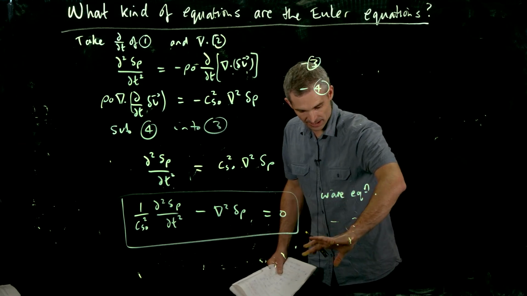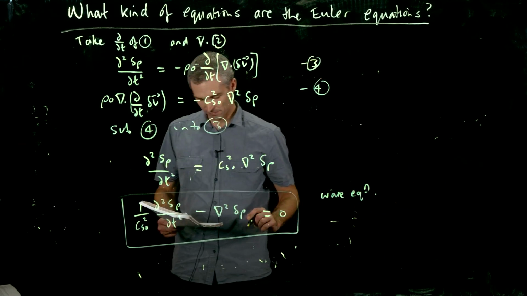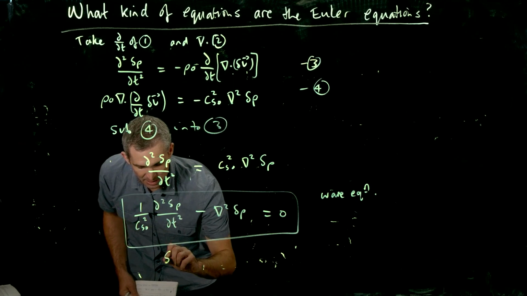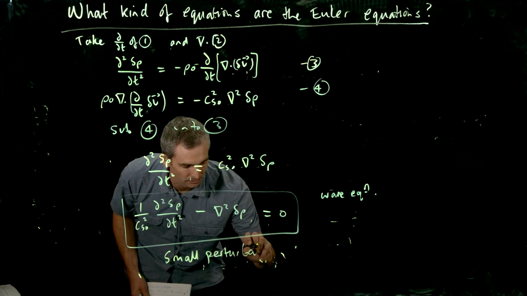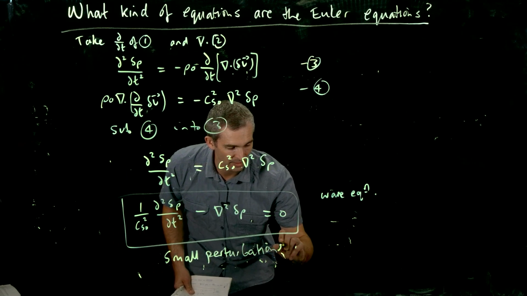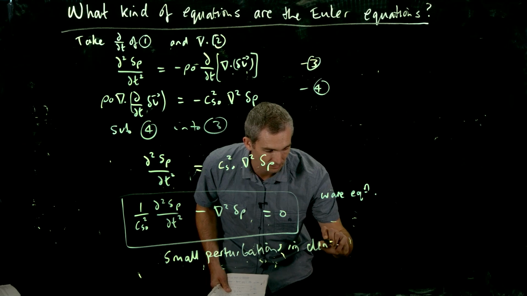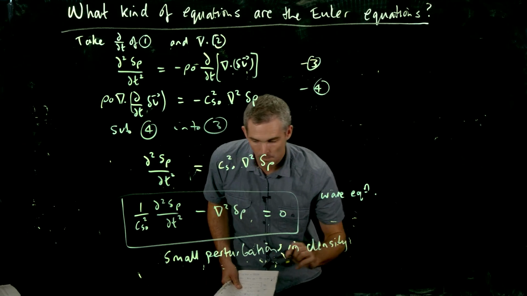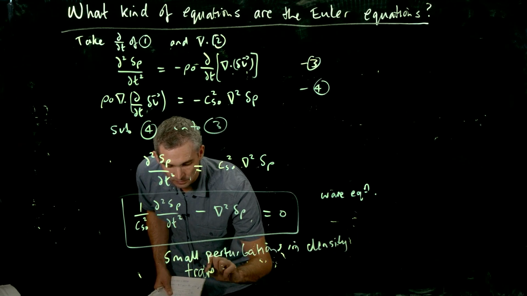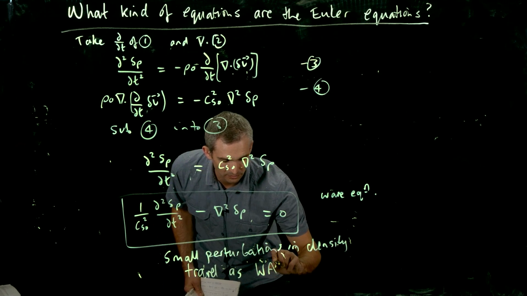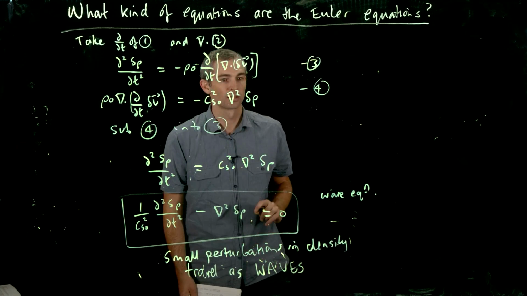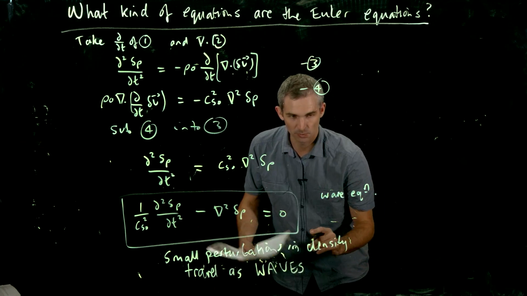All right, so the short answer is, this means that small perturbations in density travel as waves, because we have the wave equation.